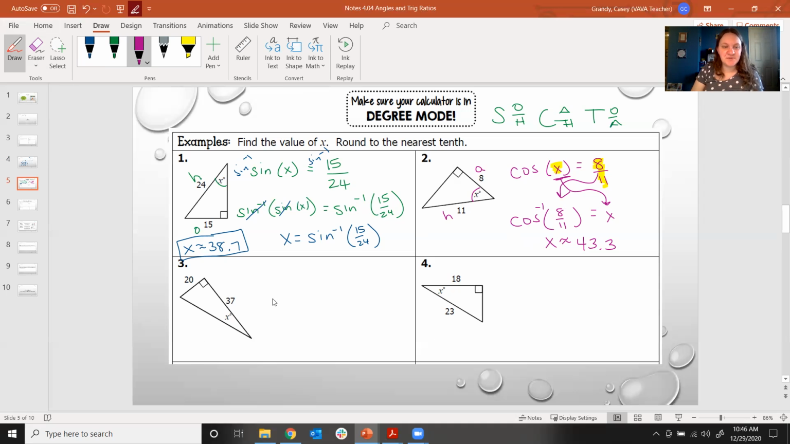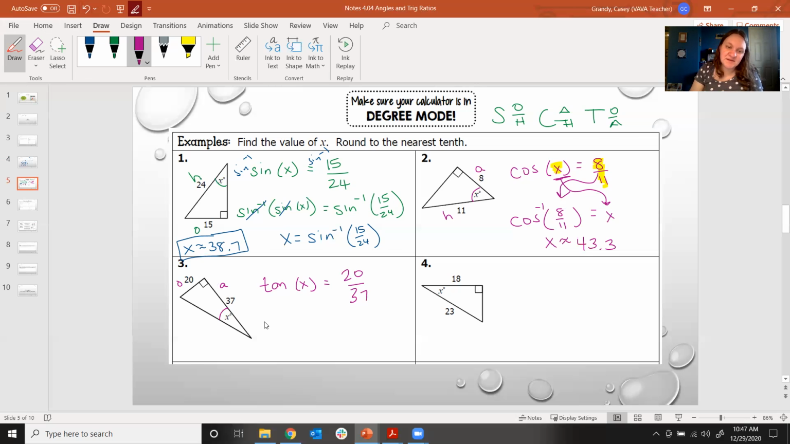I'm going to do one more example here for you. So we'll do our arc on our angle, label the 20 and the 37. 20 is opposite, 37 is adjacent. So I'm using tangent. Opposite and adjacent is with my TOA, or tangent. So the tangent of the angle equals the opposite over the adjacent.